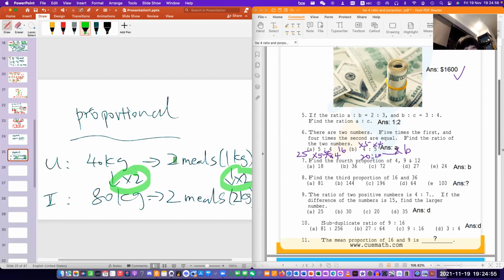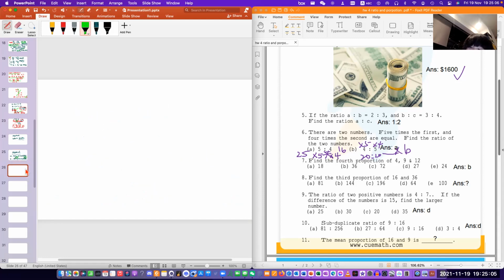All right. So this is one example of proportional. Proportional is an adjective. Proportion is a noun. Okay. So that's the meaning of proportion. So similarly, find the third proportion of 16 and 36.